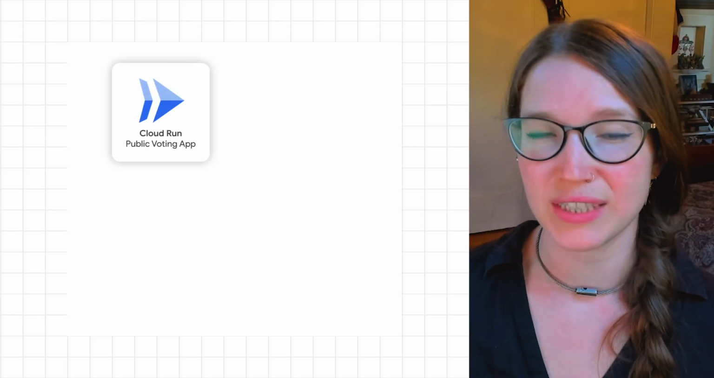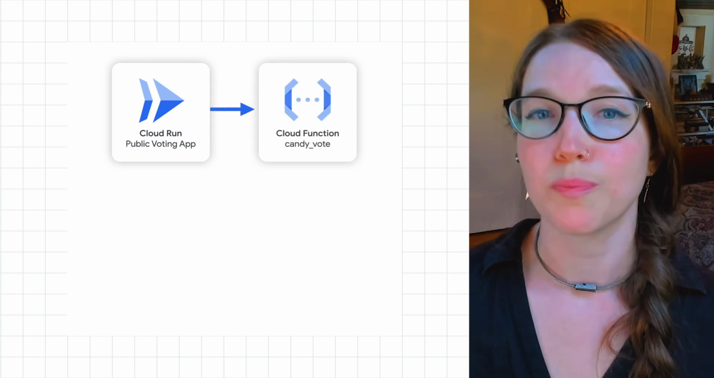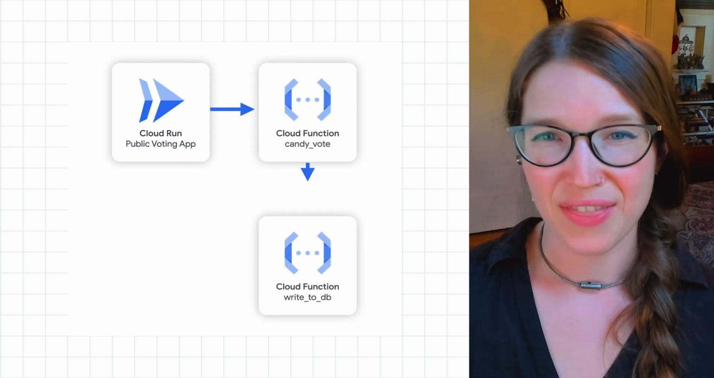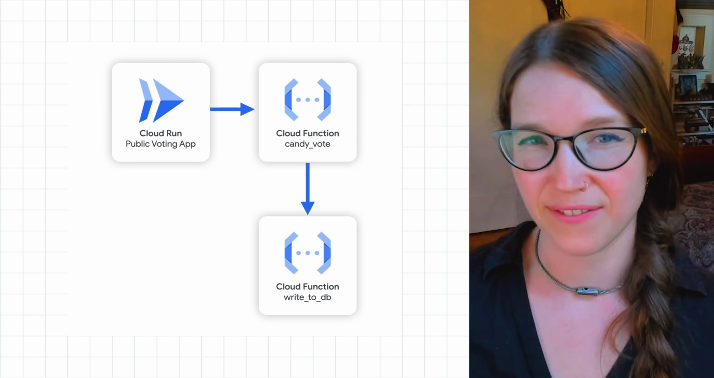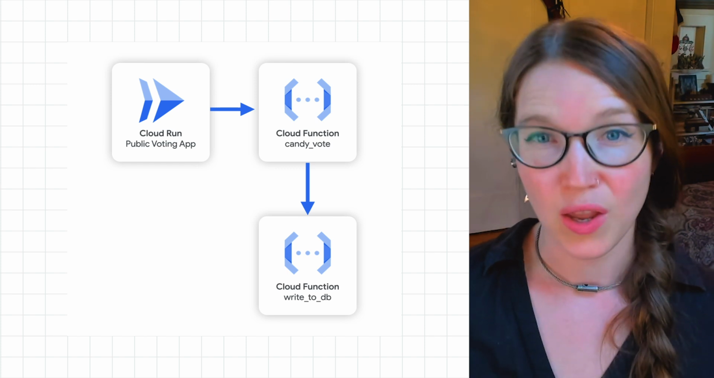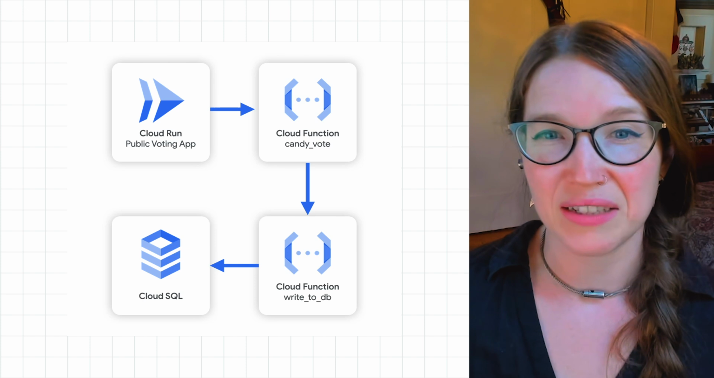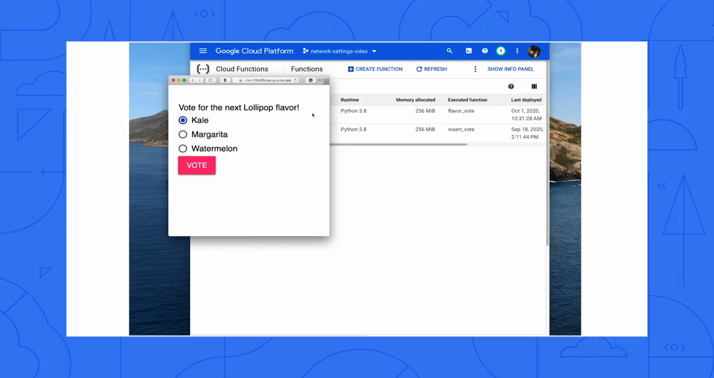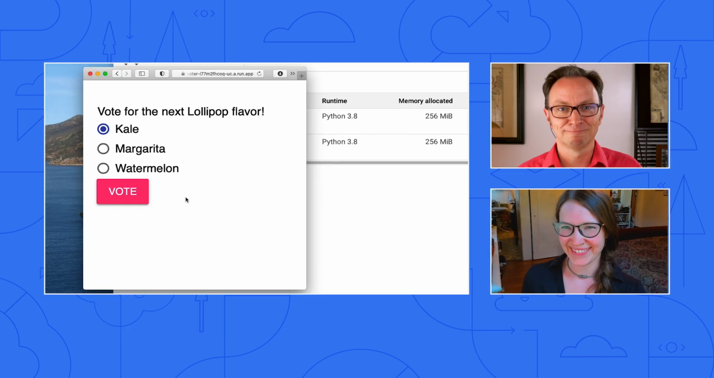An ingress-controlled function sounds great. The new project she's working on is collecting flavor research for a candy company. She has a Cloud Run front end that sends the vote data to a Cloud function, which parses and validates the data. Then it sends the data to another Cloud function called write-to-db, which inserts the row into the Cloud SQL table. So here is the app, and we can vote for kale, margarita, or watermelon.